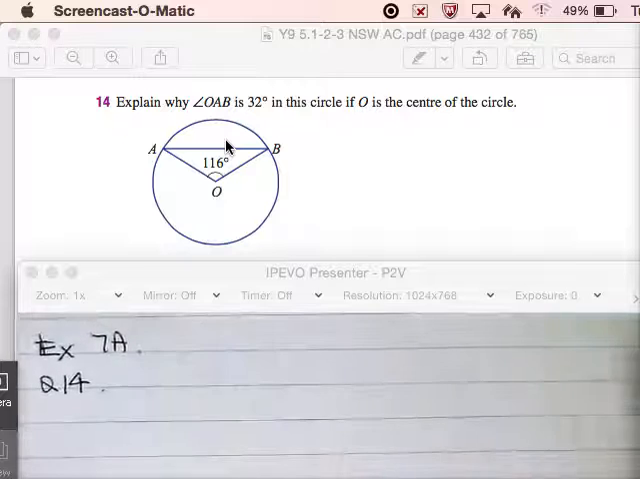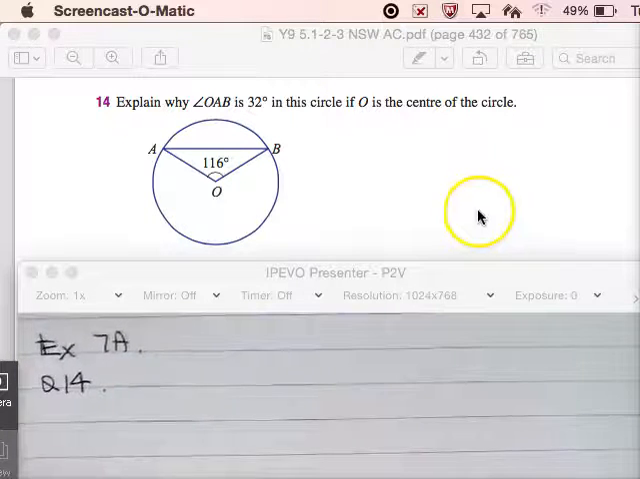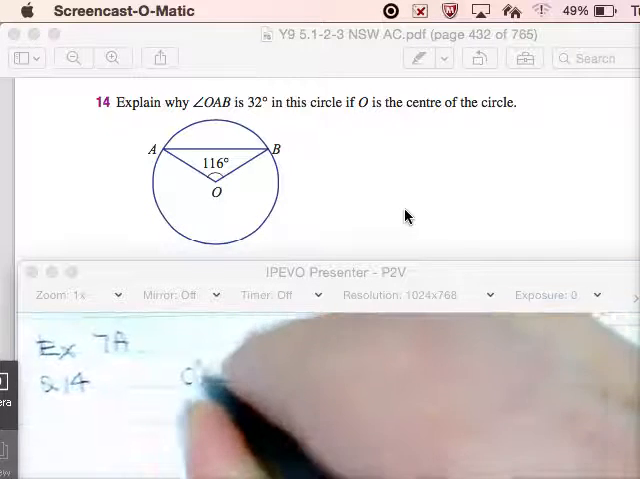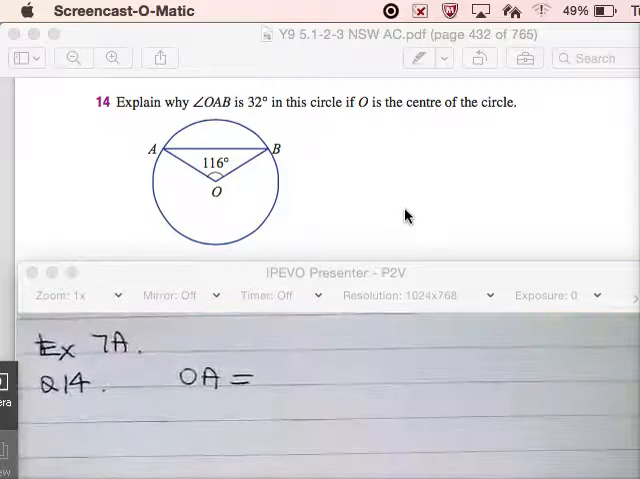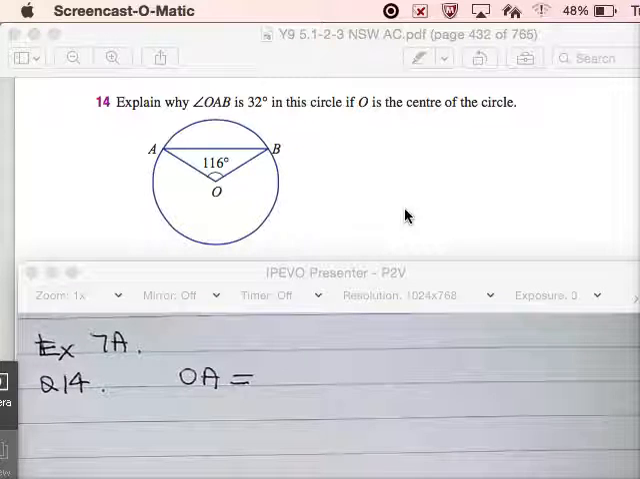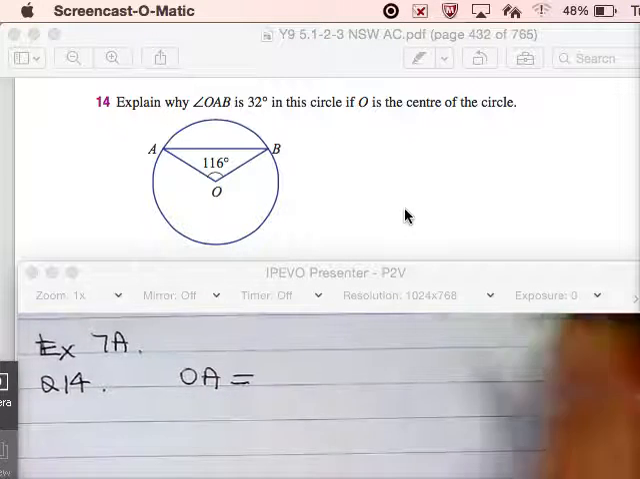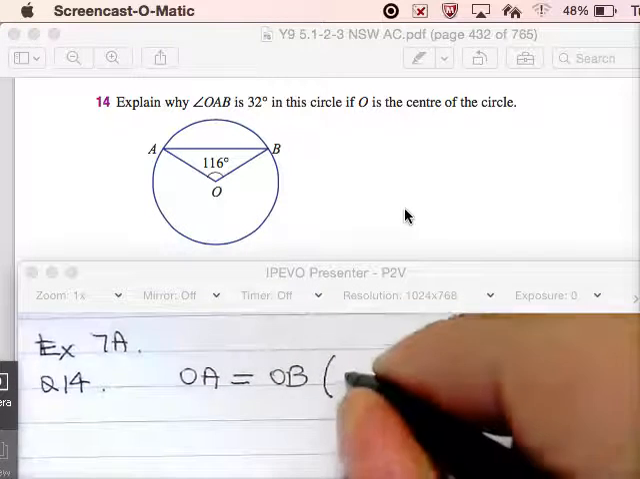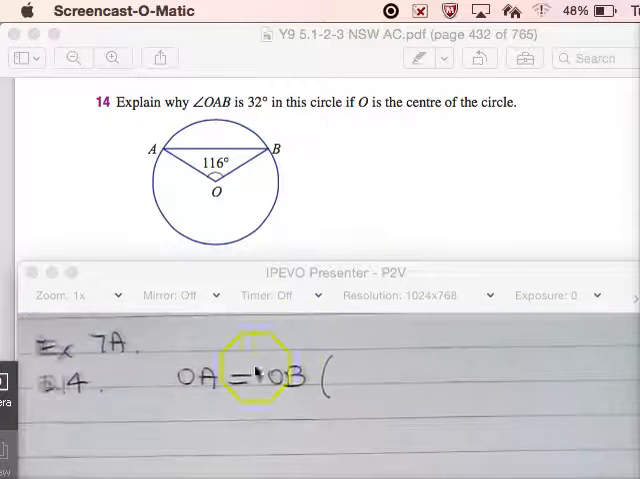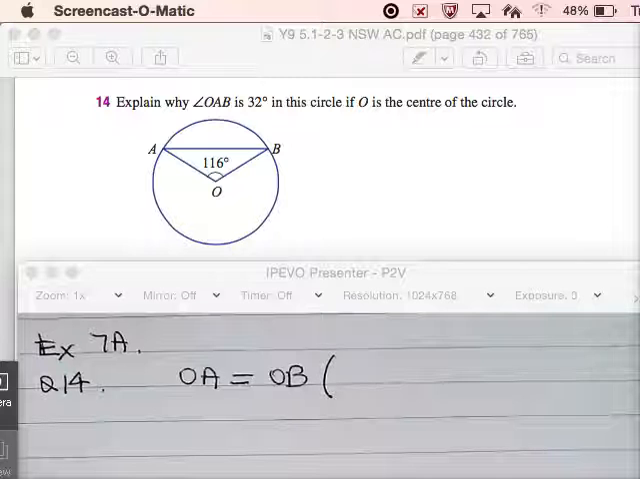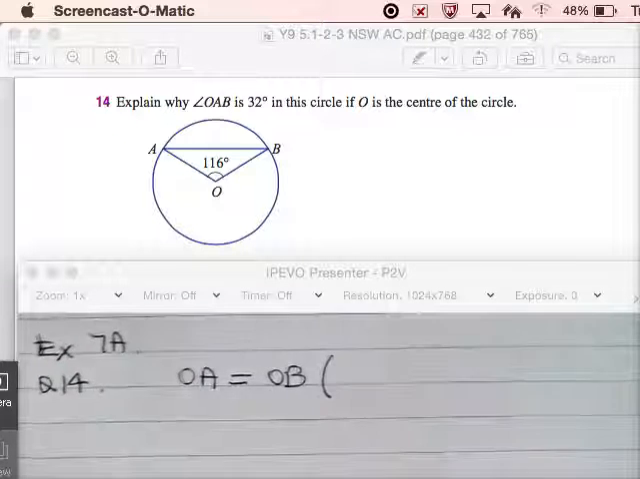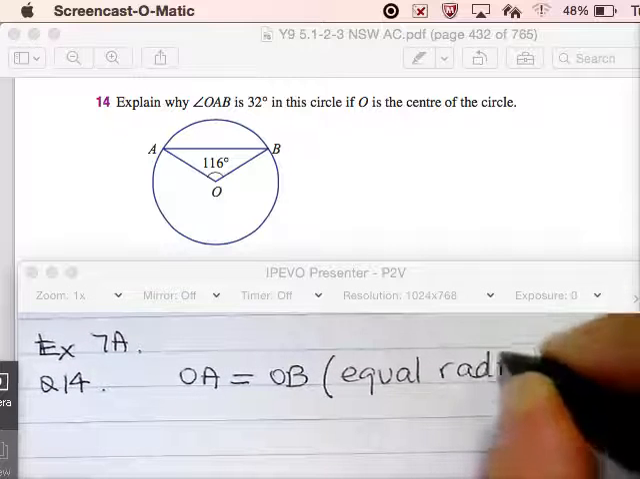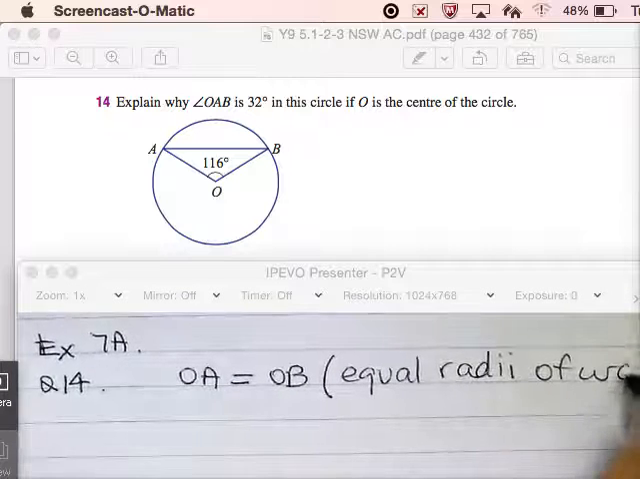So girls, what can we say? What do you know? What about the length of OA? OA equals? It's a circle. OA is a radius and so is OB. So we write OA equals OB. Reason? Why does OA equal OB? They're equal radii of circle.